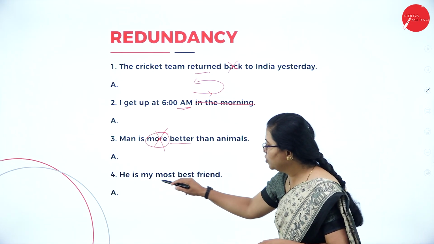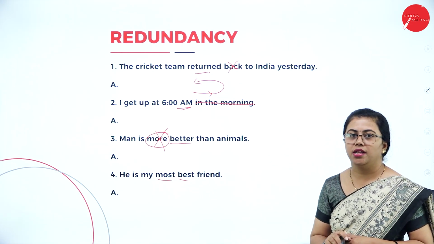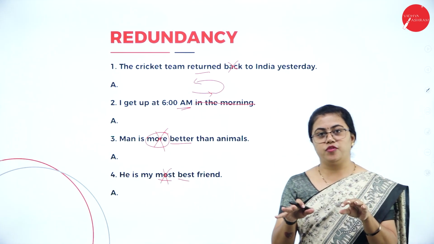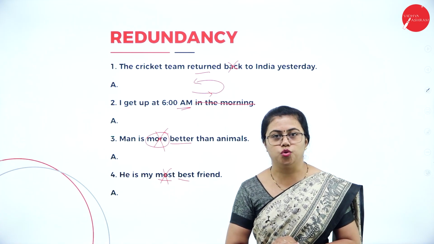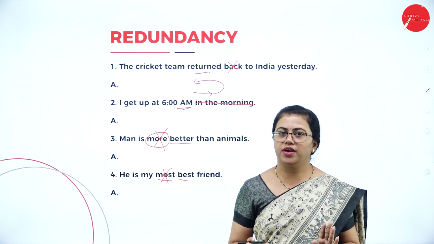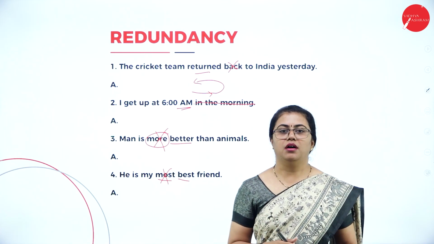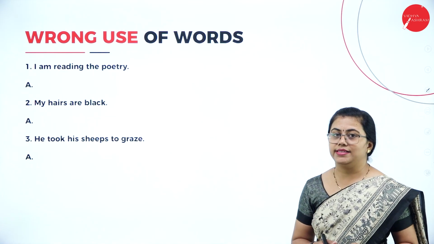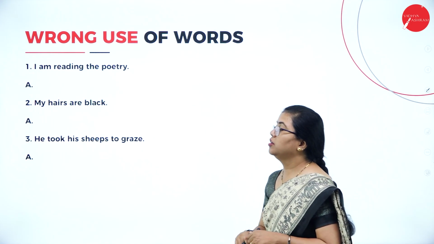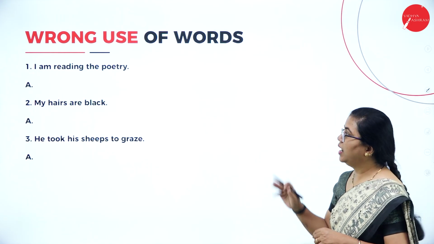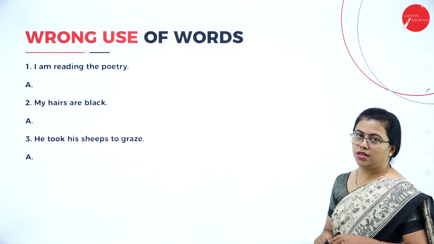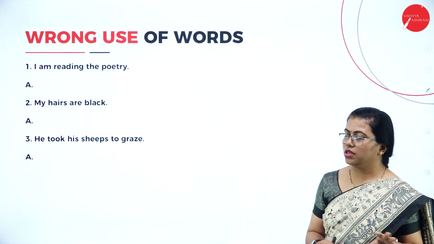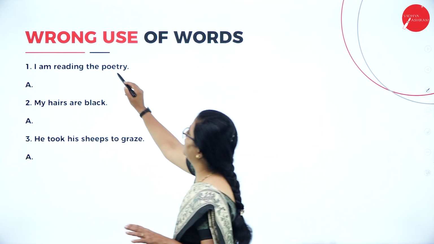So you need not use two superlative degrees together. He is my best friend is enough. You need not specify how best a friend he is to you. Again, no need of using superlative degree twice. So this is the redundancy. Then we have the wrong usage of words. I am reading the poetry. Poetry is a collection of poems. So you can just say I am reading the poem.